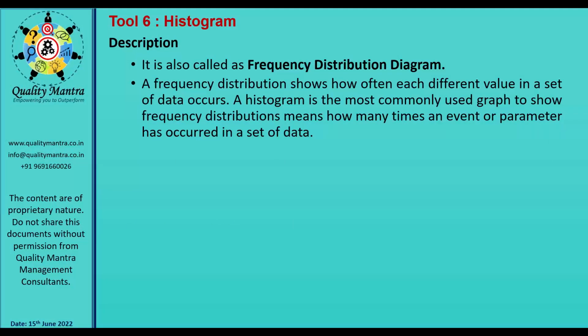It is also known as a frequency distribution diagram. Why is it known as frequency distribution? Because here you are distributing the data as per the frequency of occurrence. How many times this particular value has occurred in the set of values, how many times it has been repeated, it has come in the set of data.